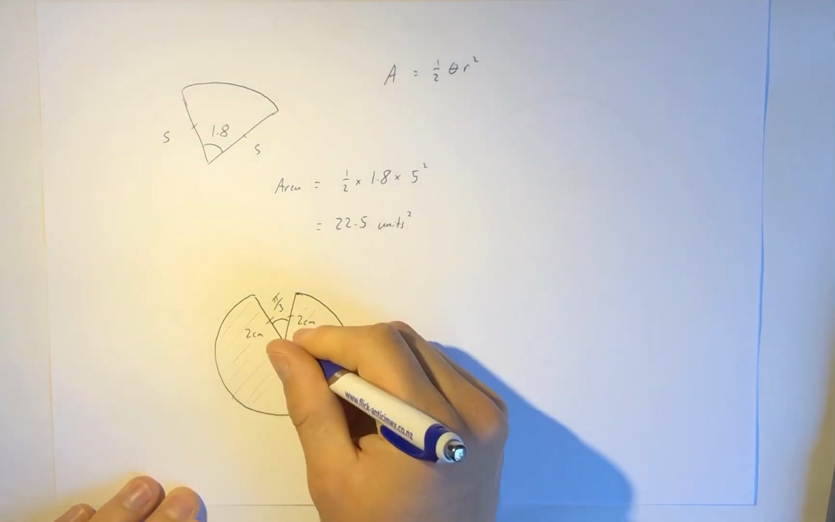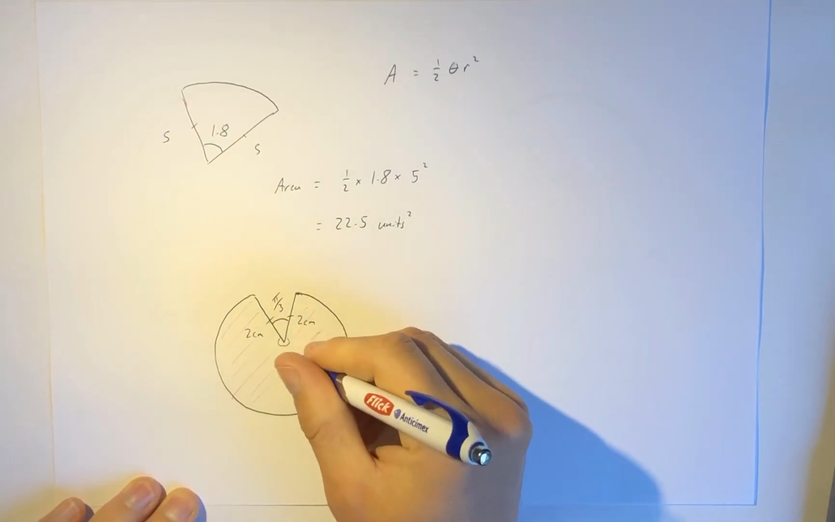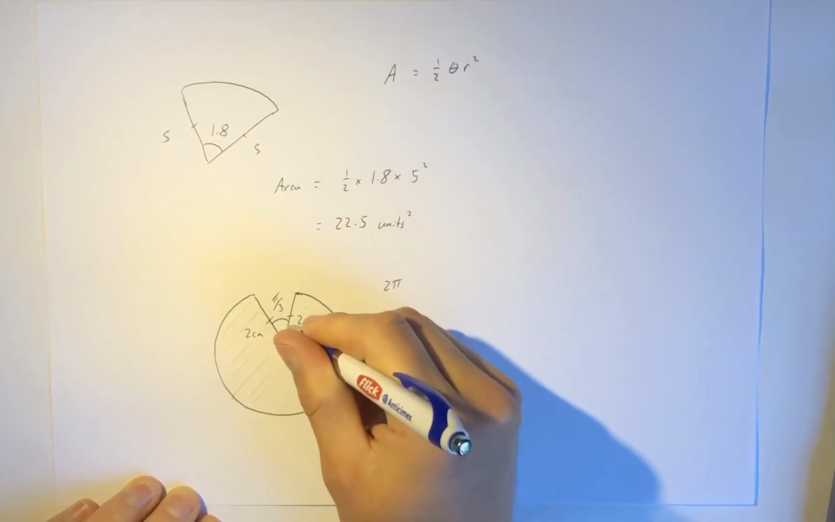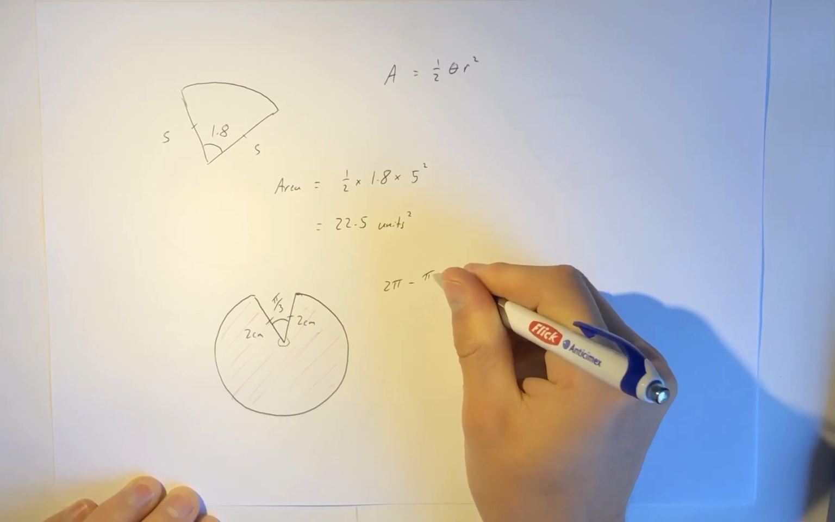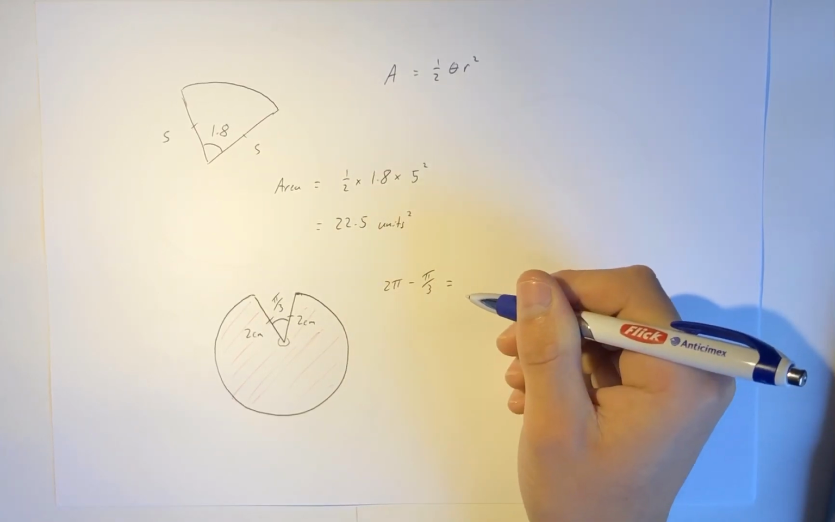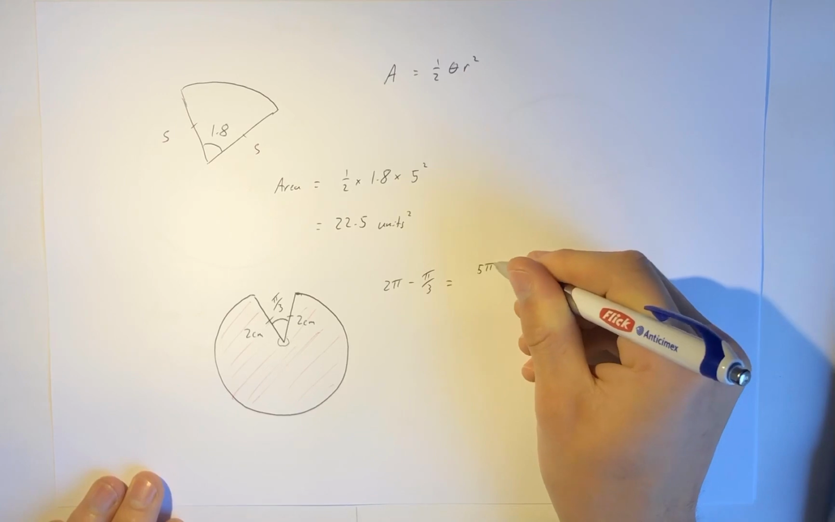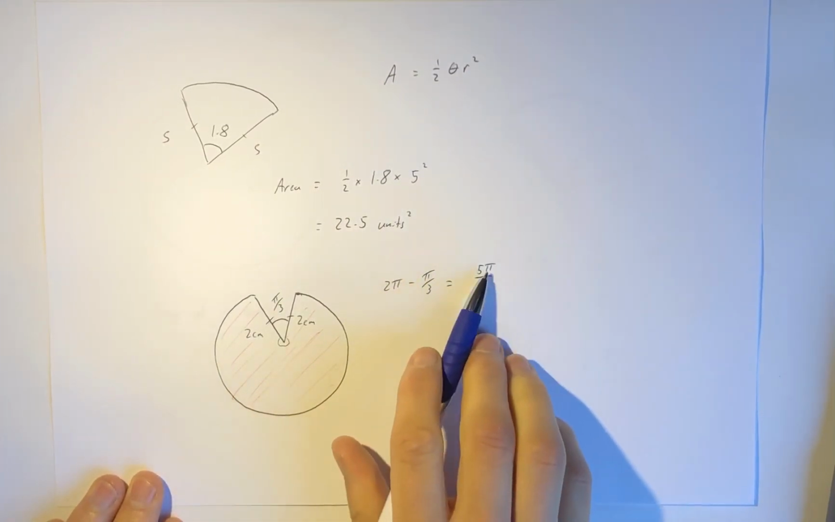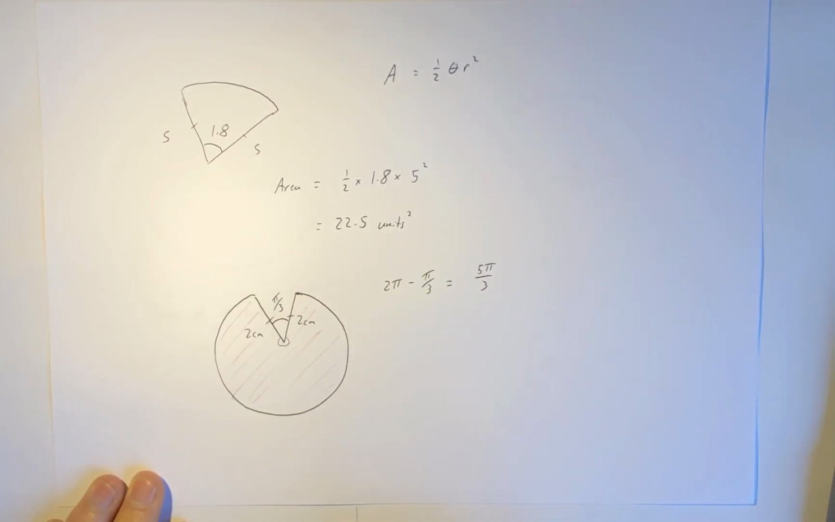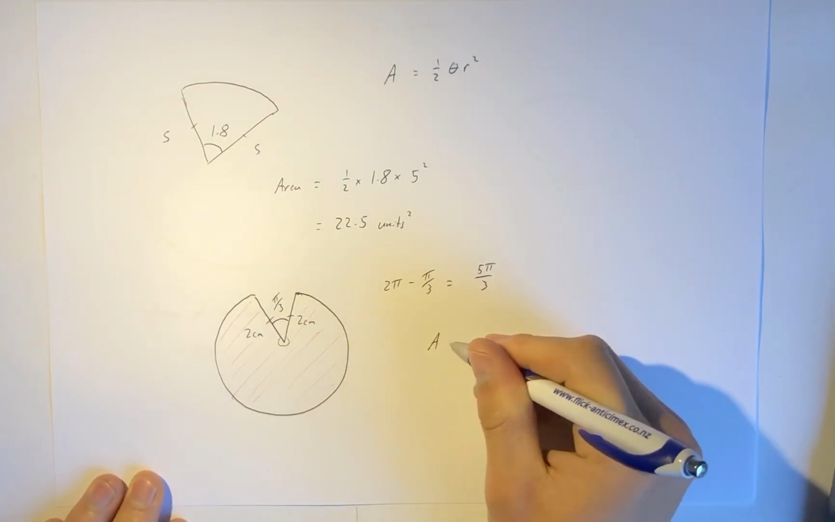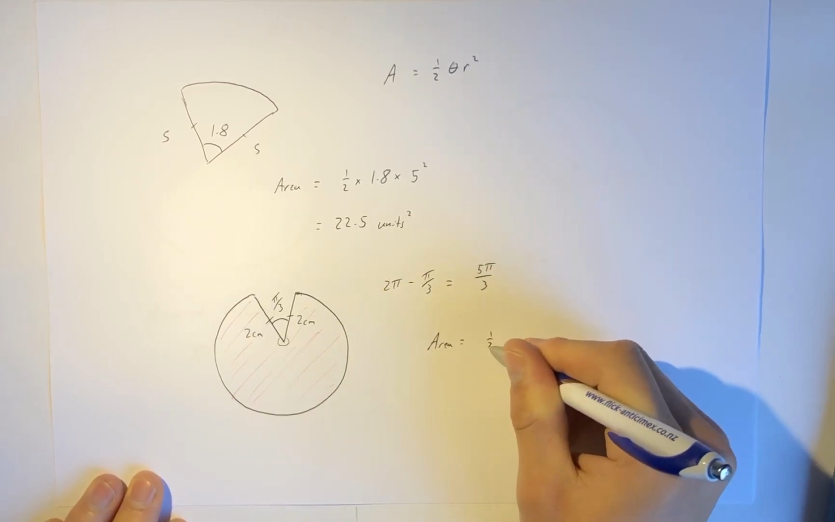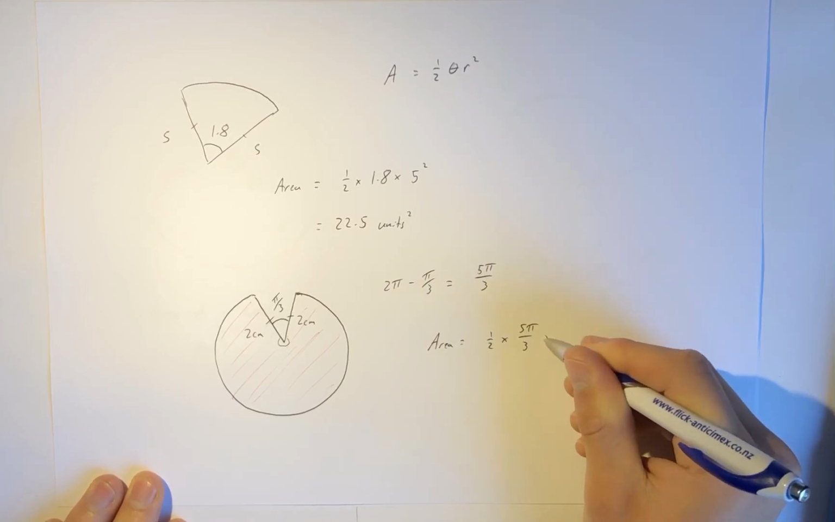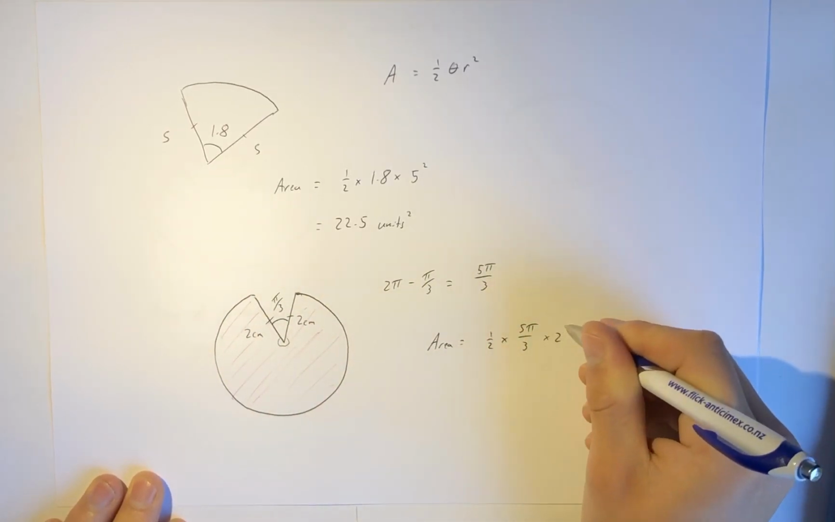Well, we need to figure out what the angle on the inside is. Remember, we want the interior angle. So that interior angle, remember, 2 pi goes all the way around. So if I take out pi over 3, I'm going to get 5 pi over 3. You can ignore the pi for now and just do 2 minus a third, and you would get 5 pi over 3. And now we can plug in. So the area is just going to be a half times 5 pi over 3 times radius squared, 2 squared.